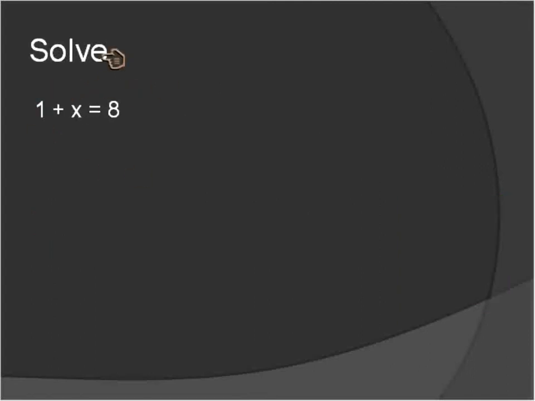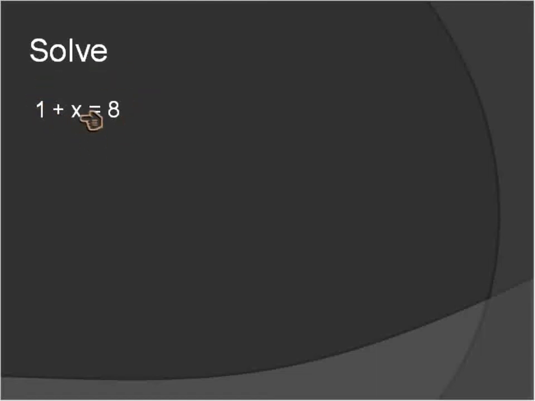So here's an example of an equation with addition. 1 plus x equals 8. You could look at that and go, well, 1 plus 7 is 8, so you know x is 7, but we're going to go through the process so that when the questions become more complicated, we understand the process.